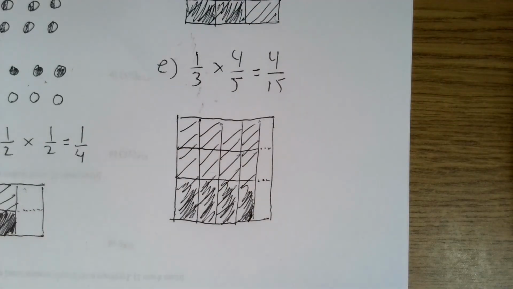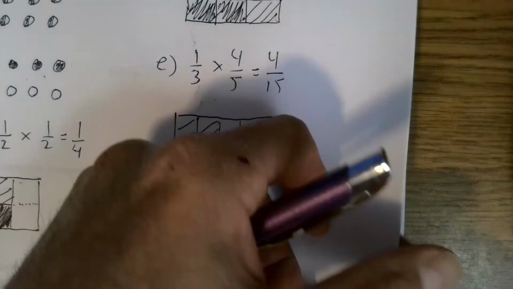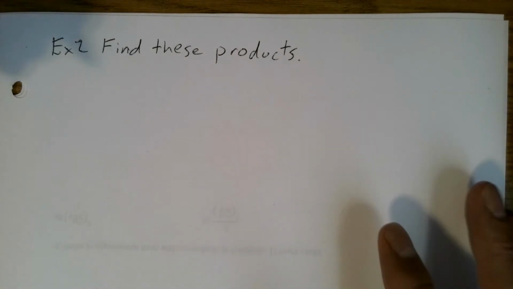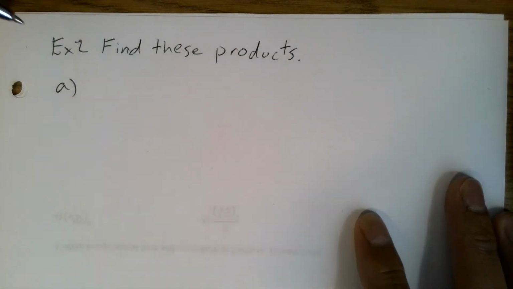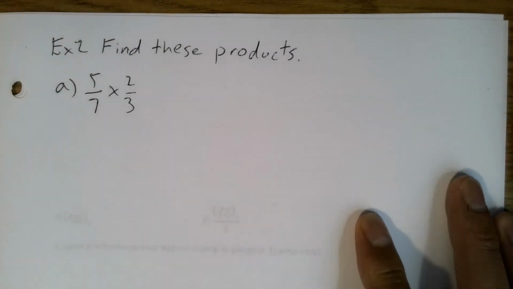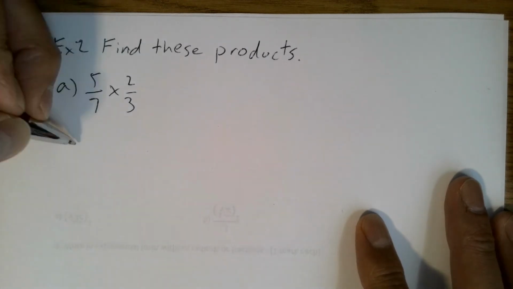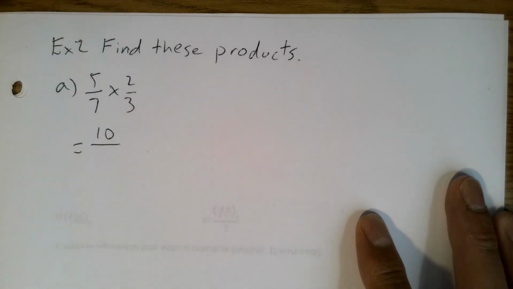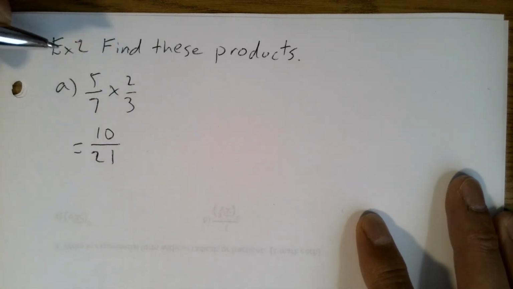Okay, so let's do some of these without diagrams. So example 2, where the heck is that? There we go. Example 2, products. Okay, and this time we've got 5/7 times 2/3. And that's going to equal 5 times 2, which gives us the shaded in area. 7 times 3 gives us the whole area, so we've got 10 slices out of 21 if we were to draw the diagram.